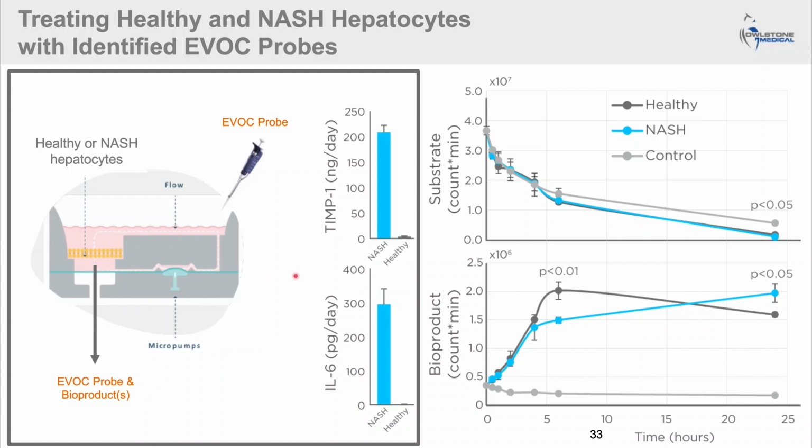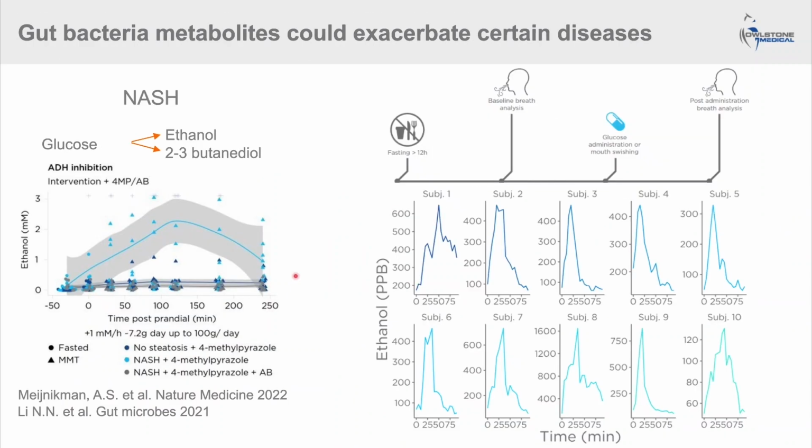So this result indicates that the EVOC probe approach may be used also to identify metabolic differences between healthy subjects and subjects with non-alcoholic steatohepatitis, or also MASH as it is called now after the change of nomenclature.